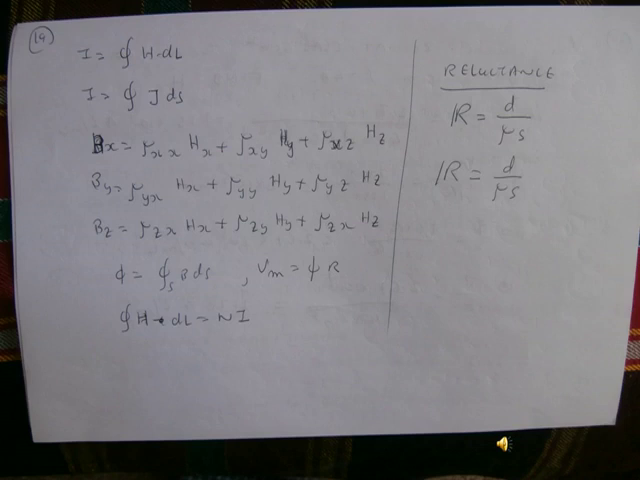So phi equals the surface integral of B dS, and the mmf equals phi times R. So the curve integral of H dl equals N multiplied by I. H is the magnetizing force, dl is the distance travelled, N is the number of turns, I is the current. So reluctance R can also be calculated as l divided by mu S, or R equals l by mu S.